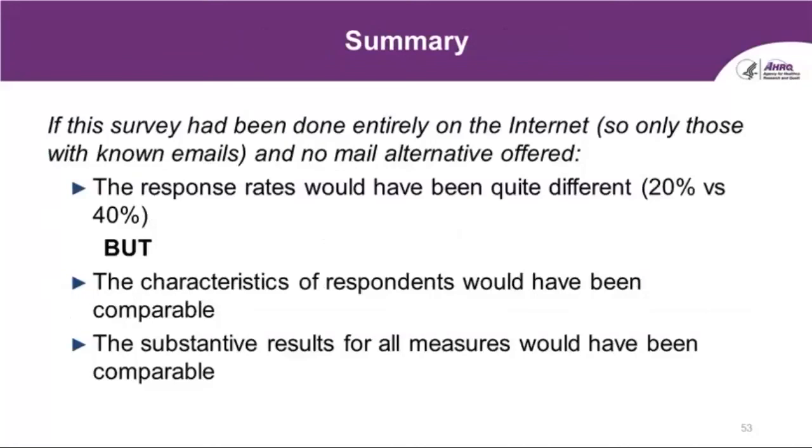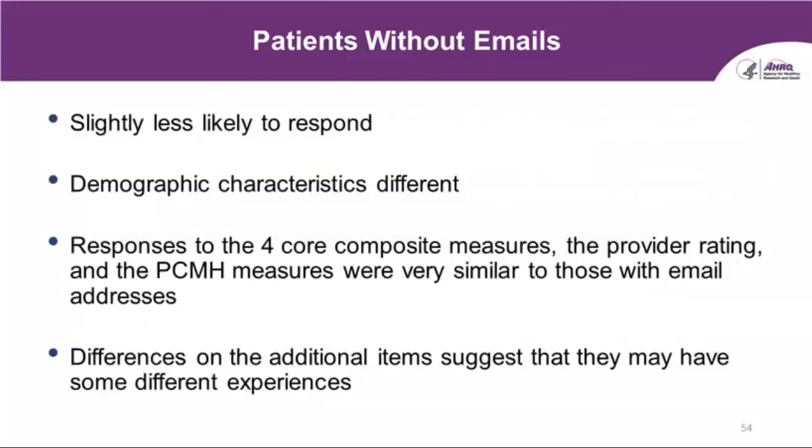If you looked at the results as they are, you could say if the survey had been done entirely on the internet, in other words, we hadn't expended any effort or expense on mail surveys, and we offered no mail alternative, the response rates would have been quite different, about half, 20% by the web, and even lower by portal. But the characteristics of the respondents would have been comparable, and the substantive results for all the measures would have been comparable. Again, keeping in mind the caveats that I mentioned earlier.